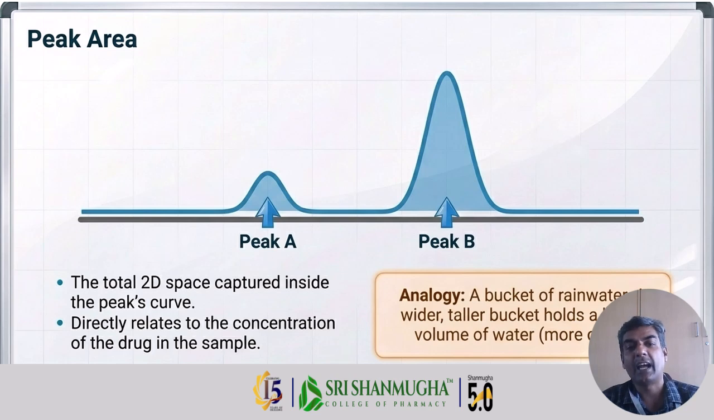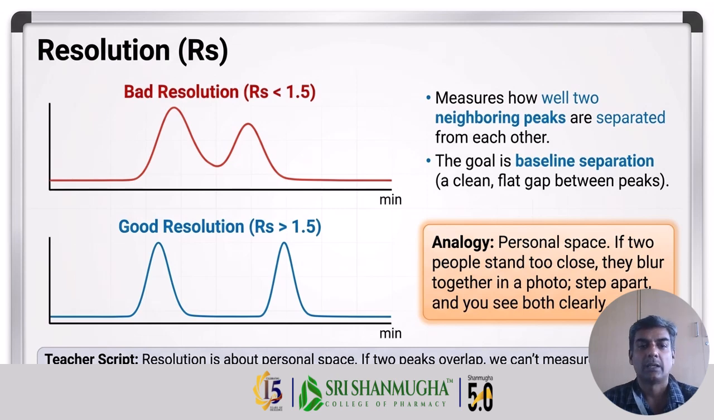Now we know identity and quantity, but what if two compounds come very close to each other? Can we still measure them clearly? That brings us to resolution. Now we want to see about the resolution. Resolution tells us how well two nearby peaks are separated from each other. If the peaks are too close and overlap, we cannot measure them accurately. This is poor resolution. But if there is a clear gap between them, we call it good resolution. The goal is to achieve baseline separation where both peaks are separated completely in a distinct form.